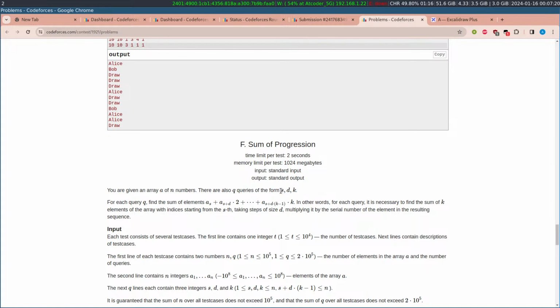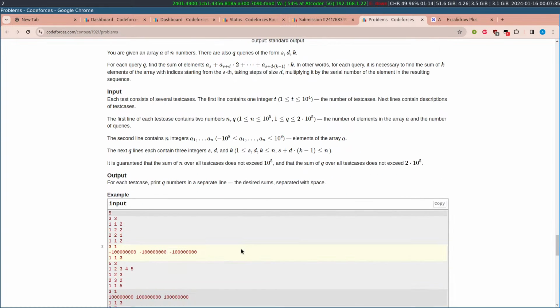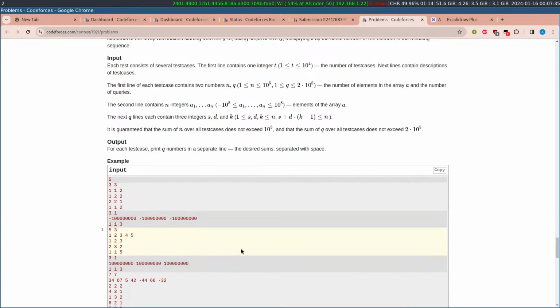So the idea is you assume S and D as an arithmetic progression. You find all the indexes corresponding to the arithmetic progression and you multiply the first number by 1, the second number by 2, the third number by 3 and the last number by k, and print that sum. I will take one sample example.